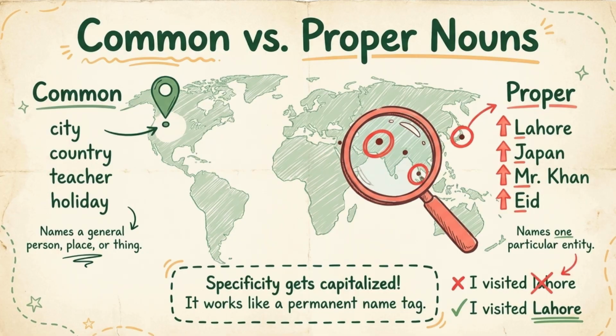Common versus proper nouns. Common nouns name general things: city, country, teacher, holiday. Proper nouns name one specific version of that thing: Lahore, Japan, Mr. Khan, Eid. Here's the giveaway. Specificity gets capitalized, like a permanent name tag. "I visited Lahore" is correct. "I visited lahore" loses that tag entirely.